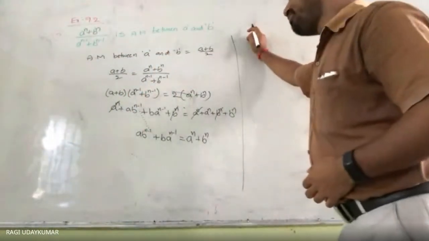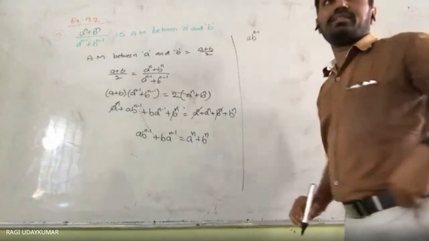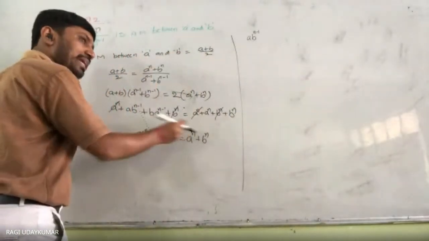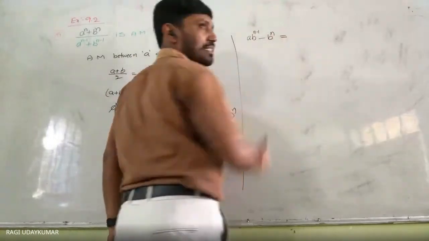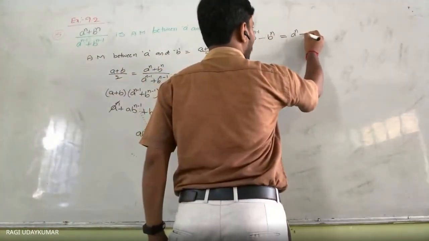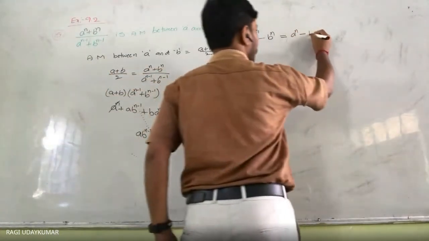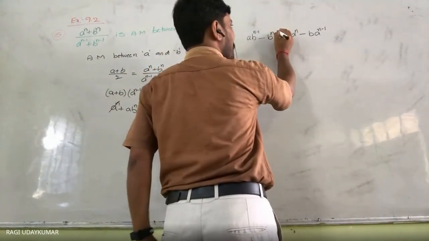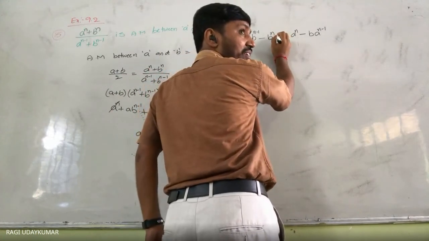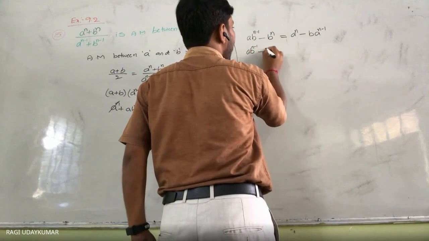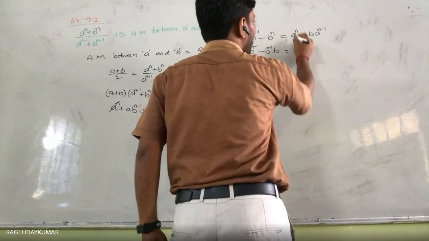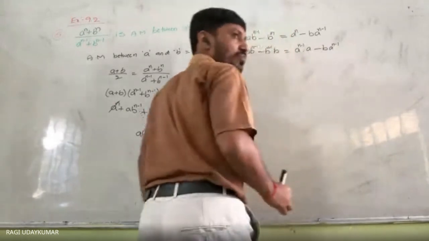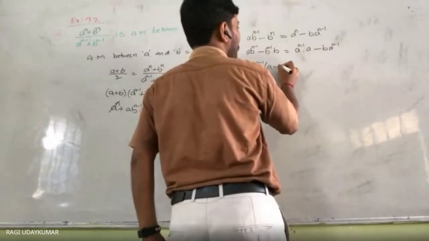Simple. Here we take a b^(n-1), whatever you said, in the same way. But here b^(n-1) is there, so take the b terms together. Can you write b^n as b^(n-1) into b, and a^n as a^(n-1) into a? From this, b^(n-1) you take common, you are going to get a minus b.